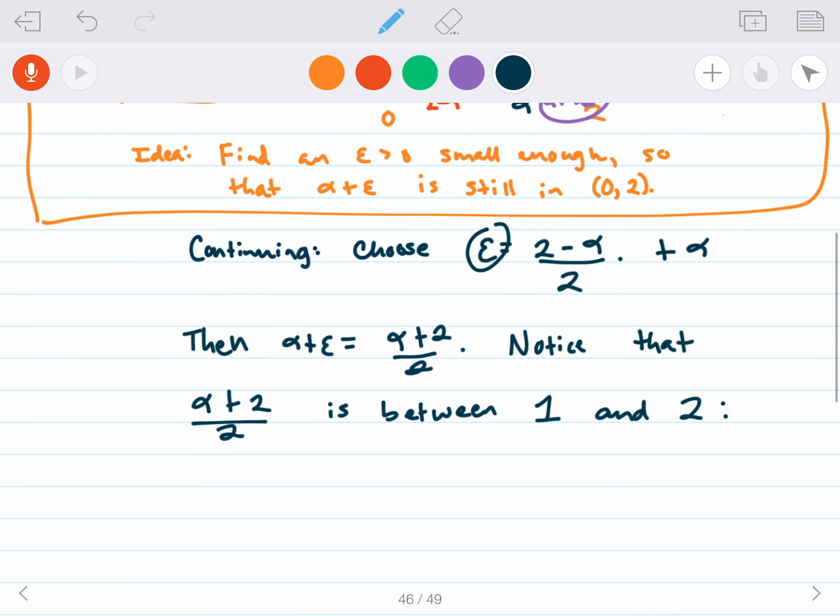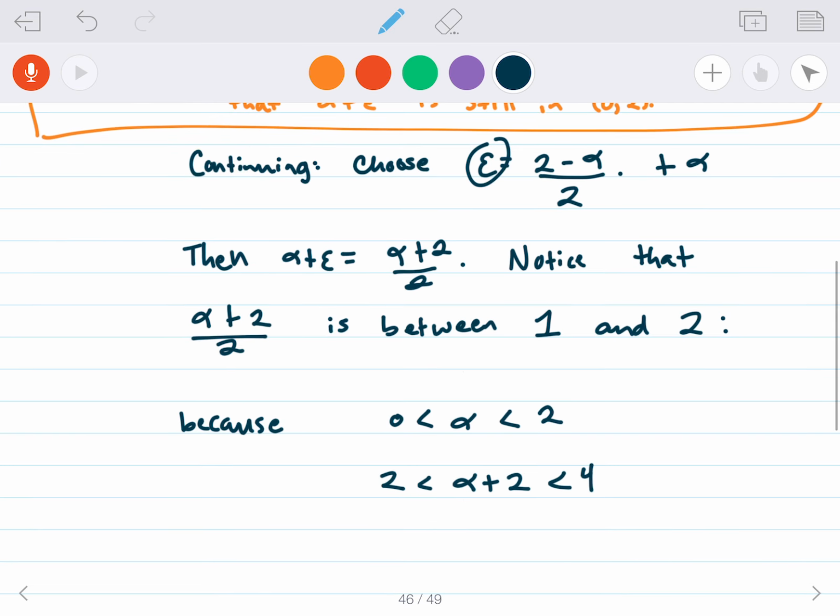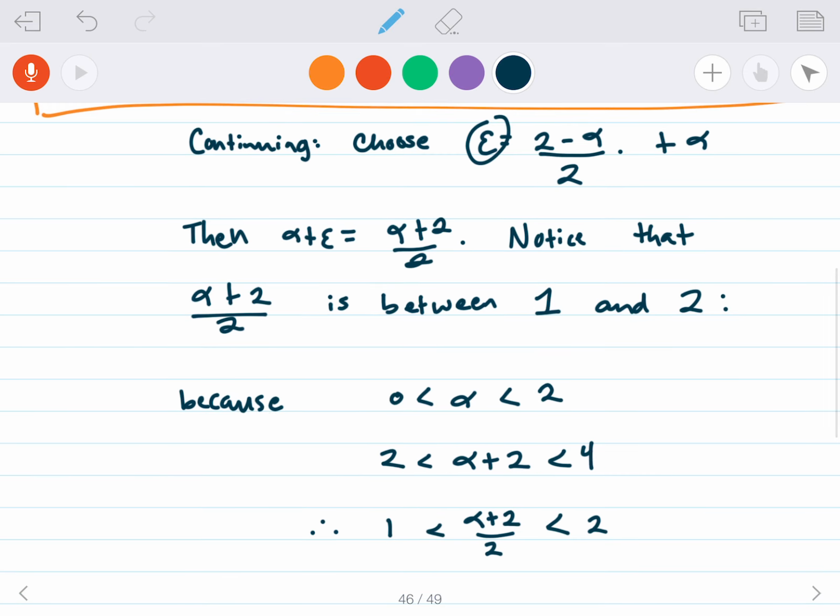Why is this? Well, because we assumed alpha was between 0 and 2. If we add 2 to everybody, we get alpha plus 2 is between 2 and 4. And if we divide everybody by 2, we get (alpha plus 2) over 2 is between 1 and 2. Okay?